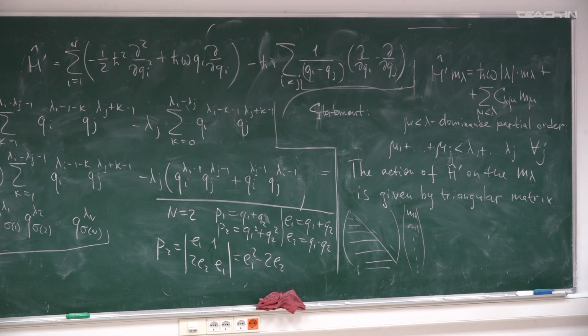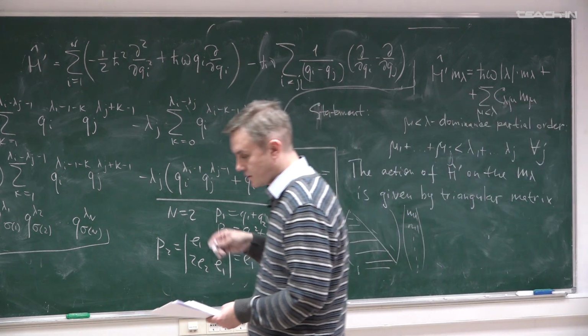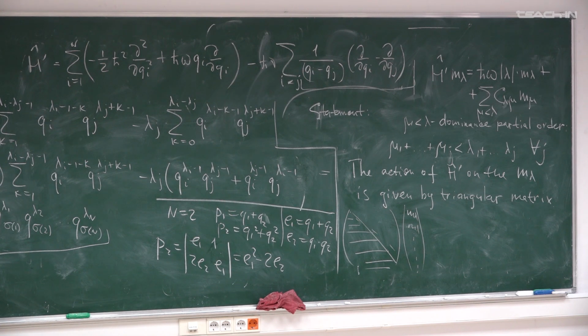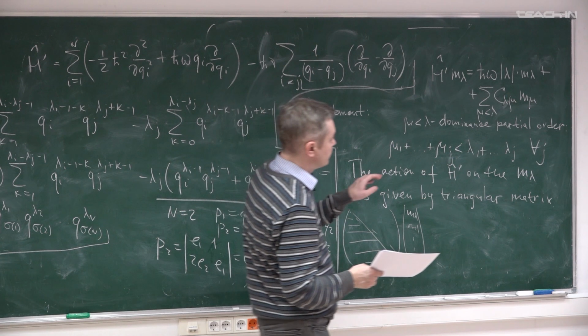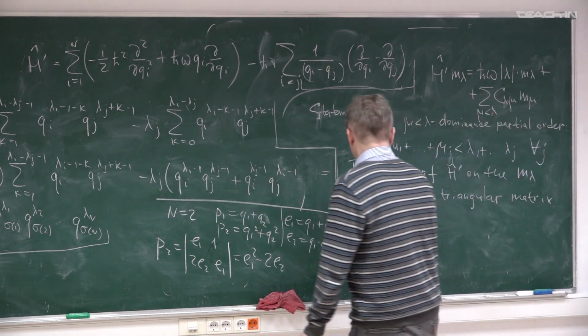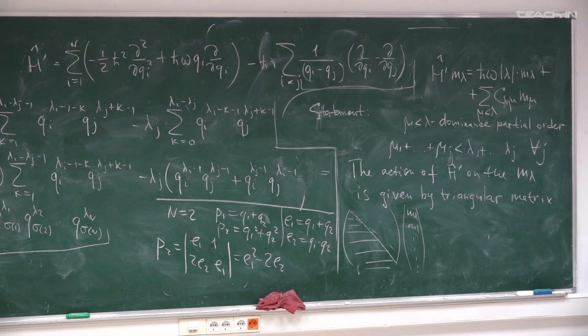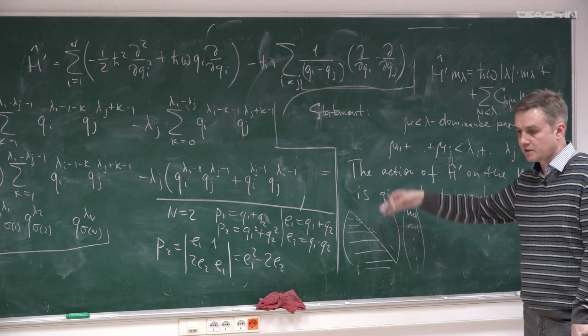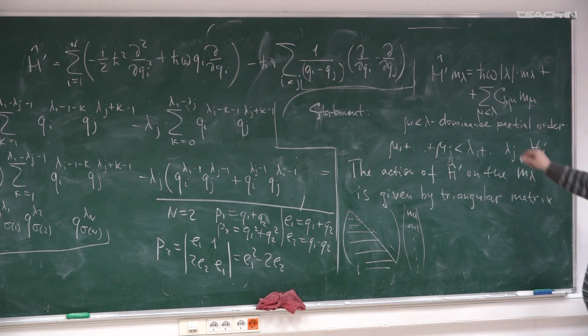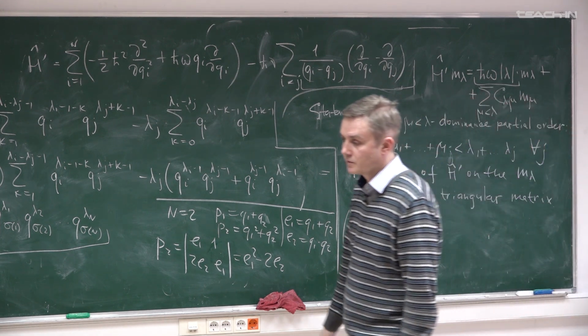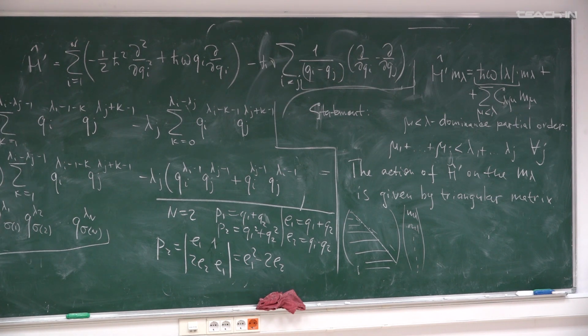The latter means that the diagonal elements of this matrix are eigenvalues. So we choose such a basis in the space of symmetric functions that the action of this H prime is given by a triangular matrix. Therefore, the elements standing on the diagonal are exactly the eigenvalues, because if you write down the characteristic equation for a triangular matrix, then the set of eigenvalues just coincides with the elements standing on the diagonal. And therefore, these are exactly eigenvalues of this Hamiltonian. This is why it is important.